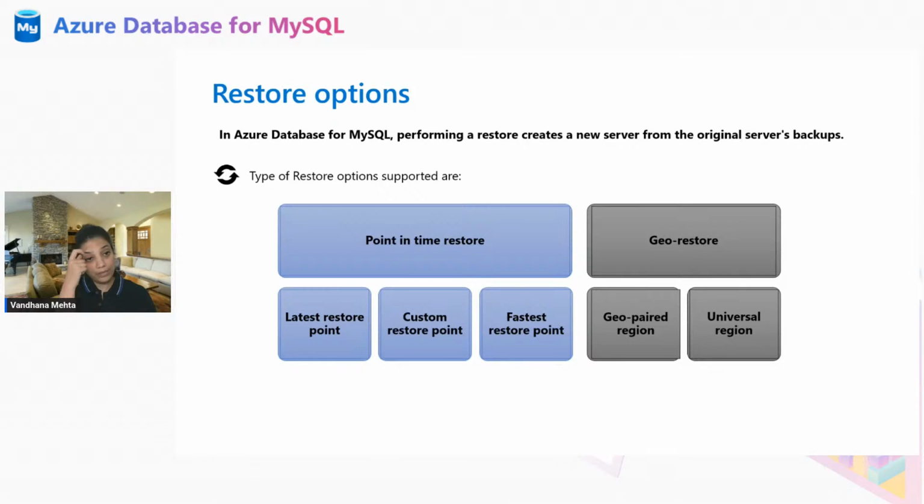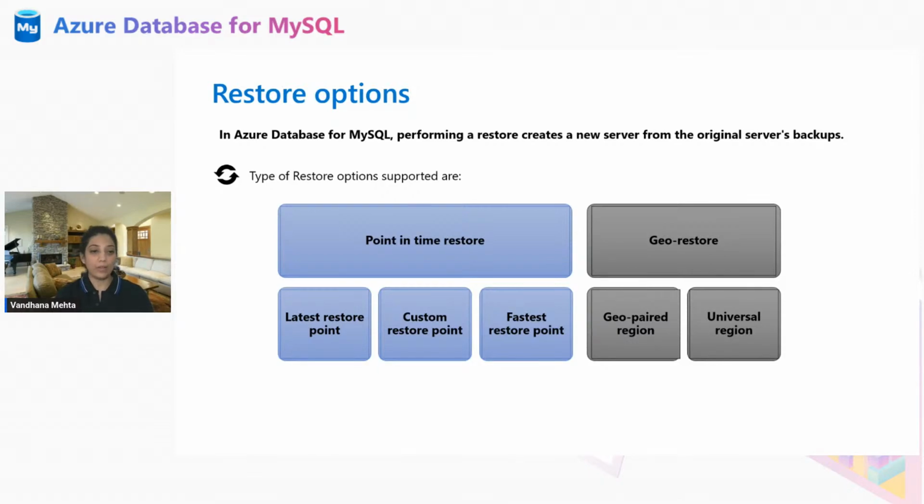The third one is the fastest restore point. This option optimizes for recovery time. Instead of replaying all the binary logs, it restores to the nearest available full backup. So it's useful when recovery time matters most to you and you need a faster restore option. You're going to pick the fastest restore point.